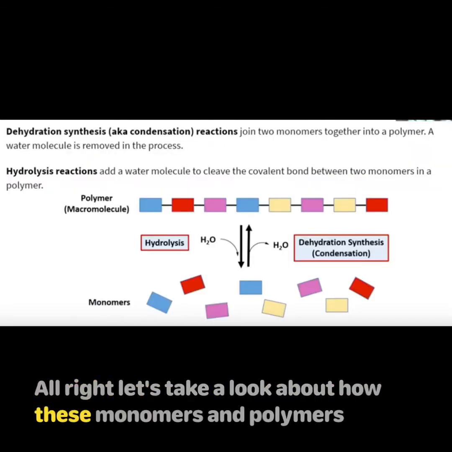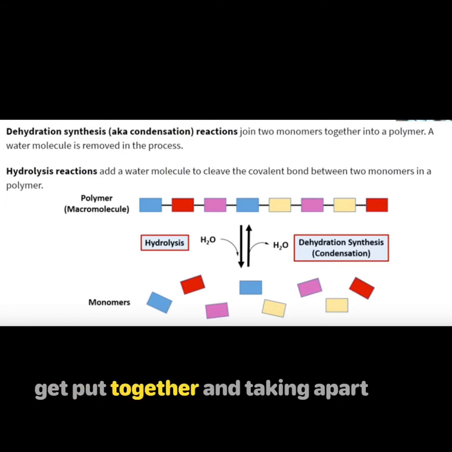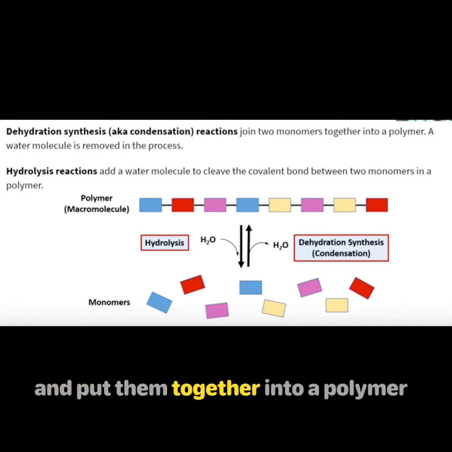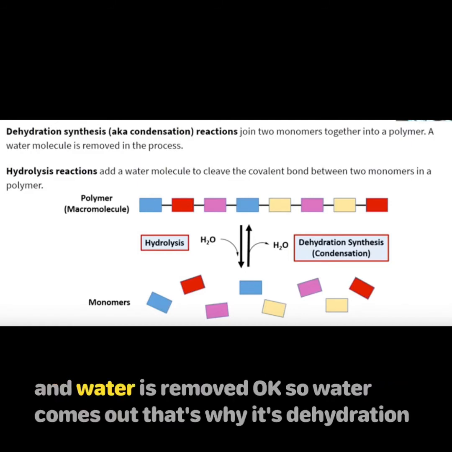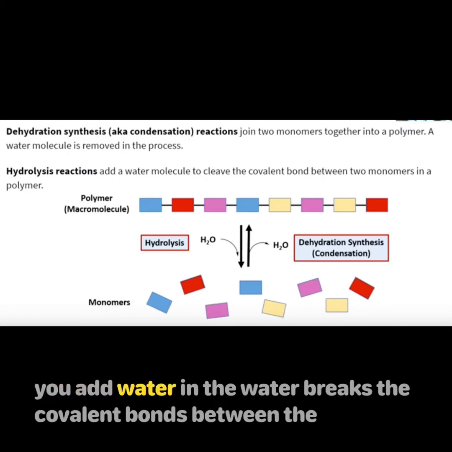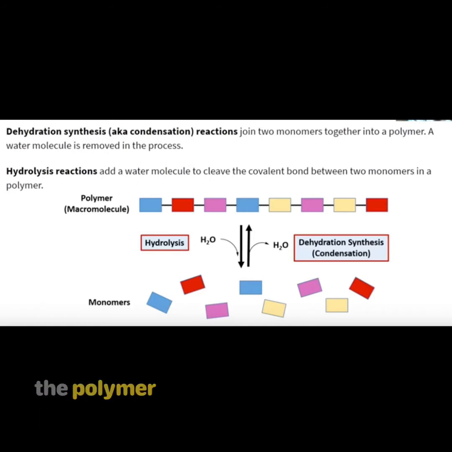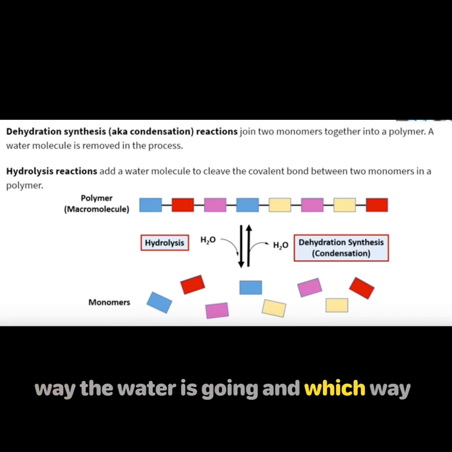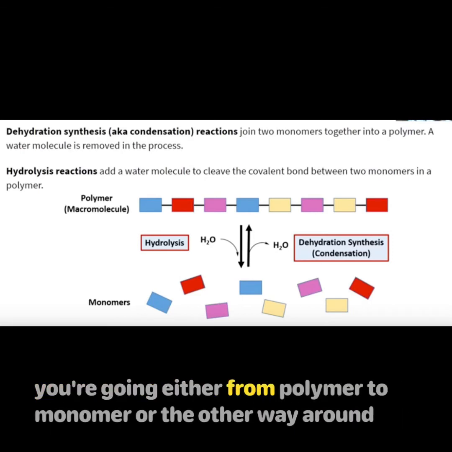All right, let's take a look at how these monomers and polymers get put together and taken apart. In dehydration synthesis, you take monomers and put them together into a polymer, and water is removed, okay? So water comes out. That's why it's dehydration. In hydrolysis, you add water, and the water breaks the covalent bonds between the monomers in the polymer. And the diagram kind of shows that really well. Just pay attention to which way the water's going and which way you're going, either from polymer to monomer or the other way around.